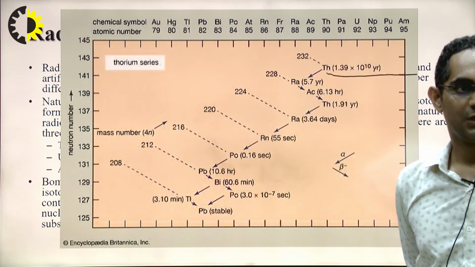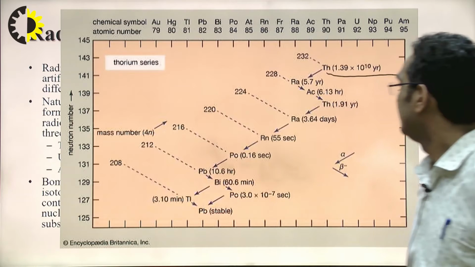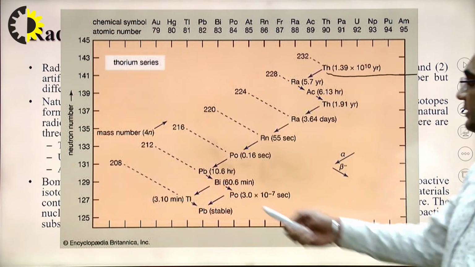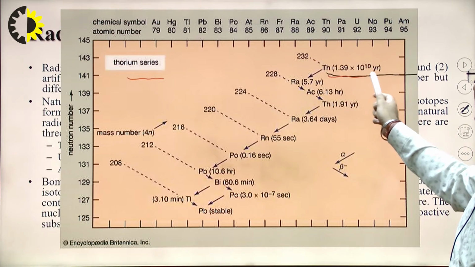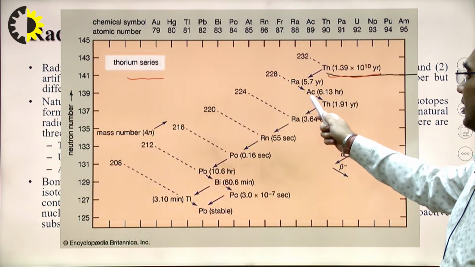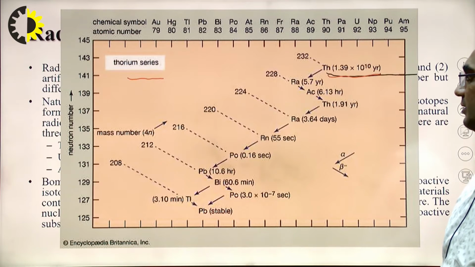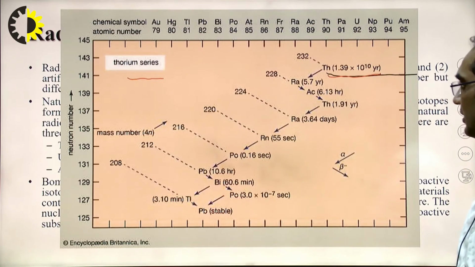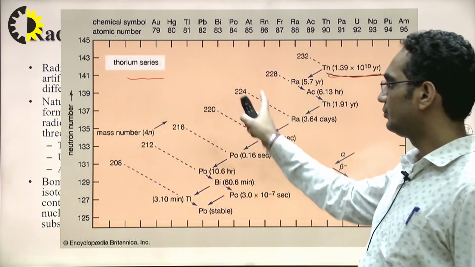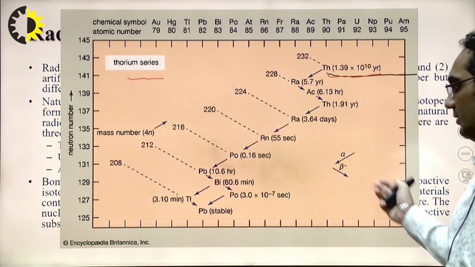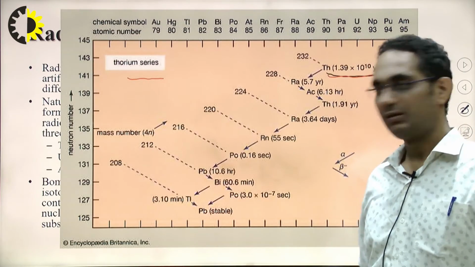So this is the chart for that. This is the neutron number, and this is the thorium series. It goes from thorium to radium to actinium, with thorium at 191 years, and this is the decay. These are the mass numbers: the 232 mass number, then radium 228 to 224, decreasing, and on the scale it goes on decreasing.